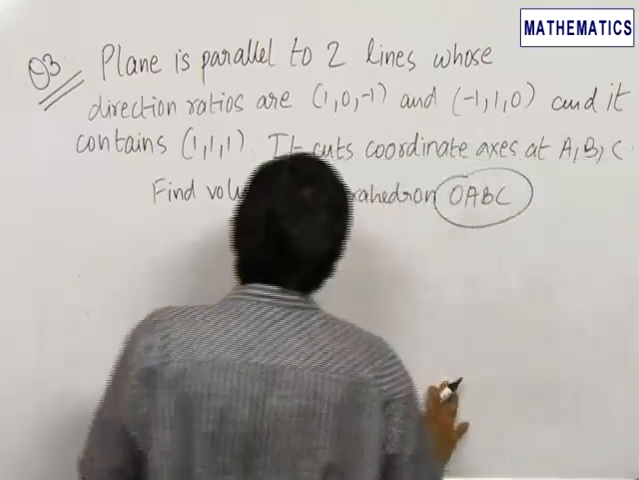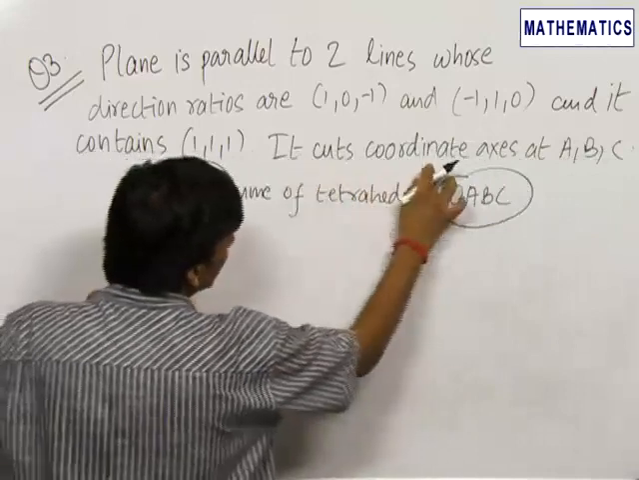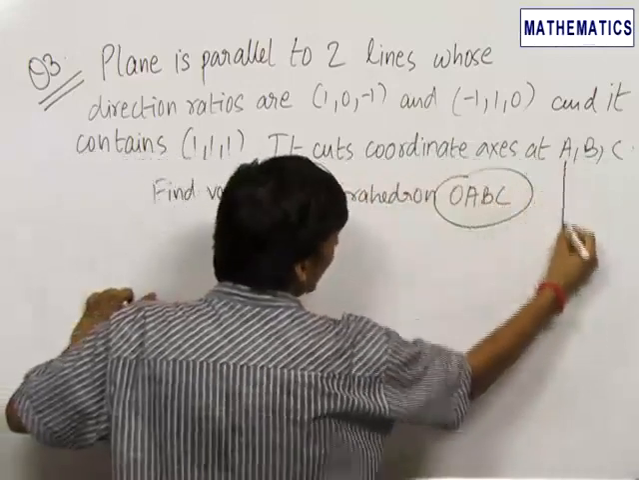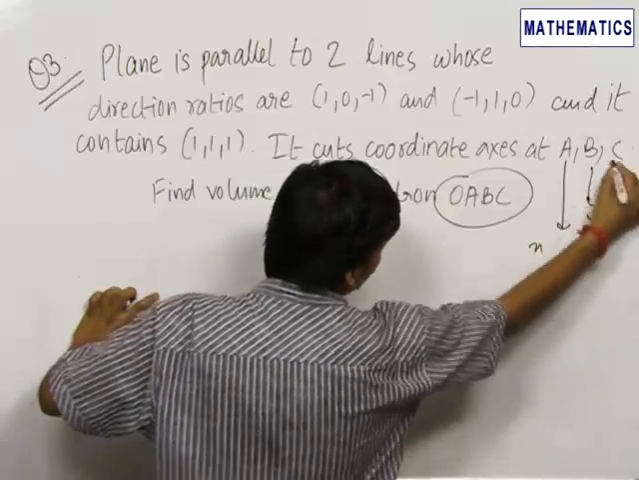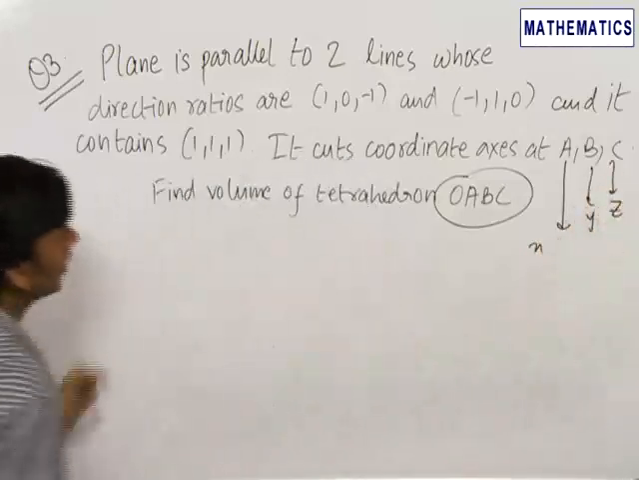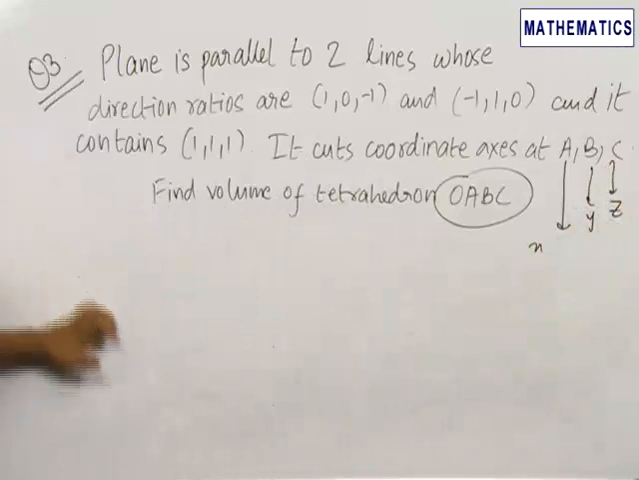Now, whenever it is given that it cuts the coordinate axes at A, B, C, it is assumed that A is the point where it cuts the x-axis, B is for the y-axis, and C is for the z-axis. Now let us start with the question.